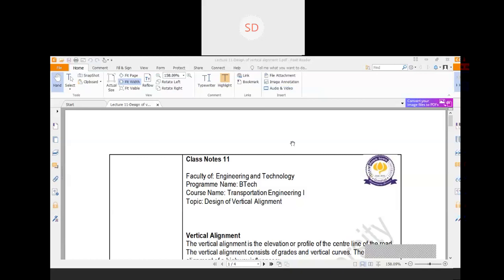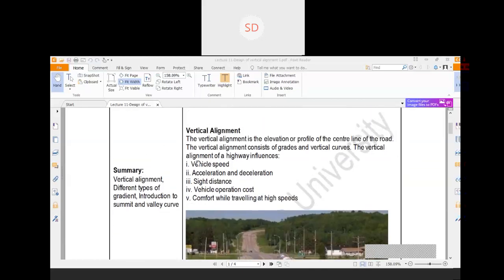If we review our previous classes, sight distance considerations apply to the visibility ahead of the driver, and horizontal alignment is the horizontal profile of a highway, which includes the horizontal curve, transition curve, extra widening, super elevation, etc. Now, in the vertical alignment details, we will learn about gradients, summit curves and valley curves, etc. The vertical alignment is the elevation or profile of the center line of the road.